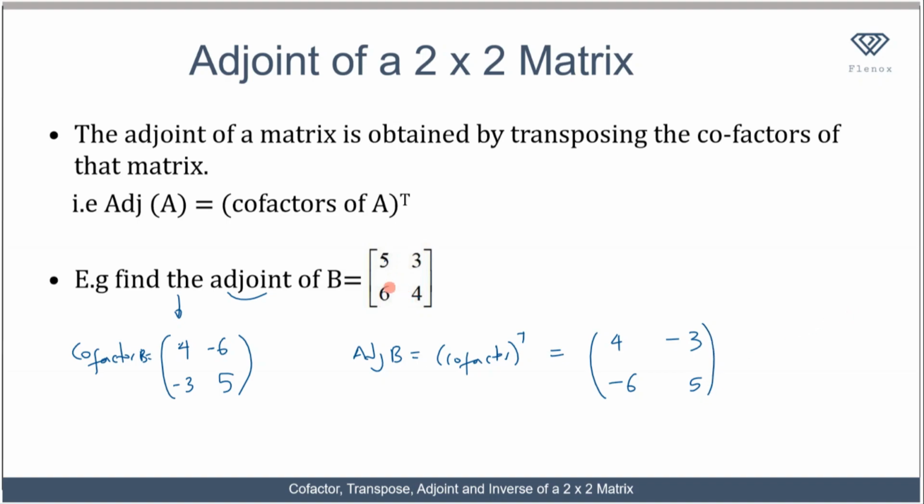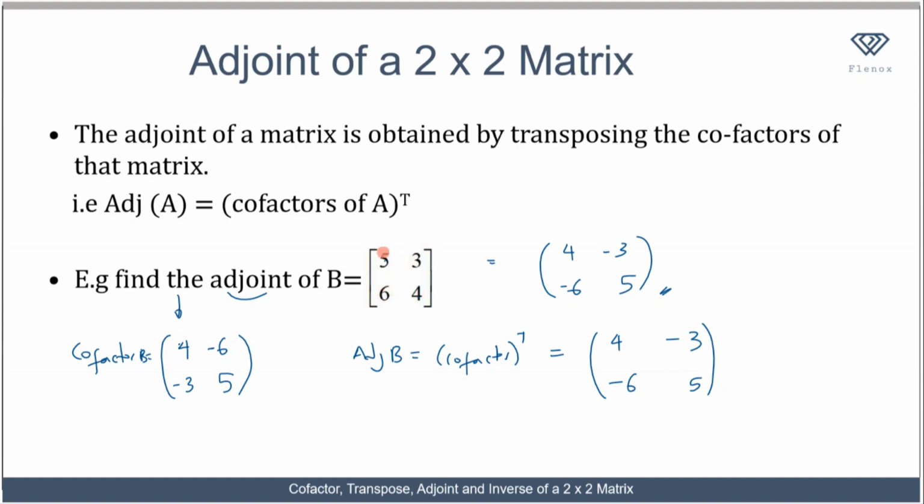Alternatively, another way to think about the adjoint is that to find the adjoint of a matrix, you just switch the elements in the first diagonal as we did there. So you just switch this over, which is the same thing as having 4 and 5. But for the second diagonal, you just leave them as they are, but you change the sign. So instead of having 3, 6, you just have minus 3 and minus 6. So that is another way to think about the adjoint or the procedure.